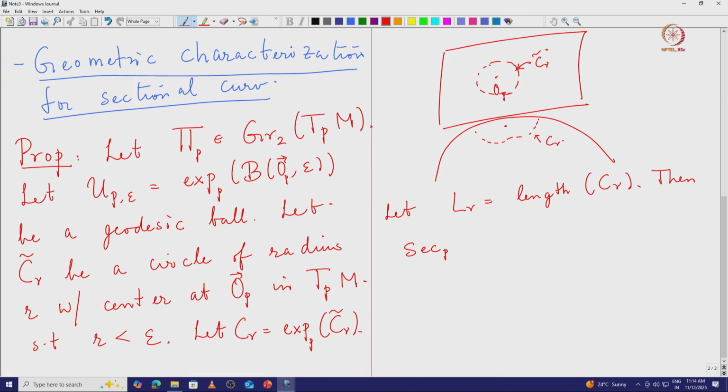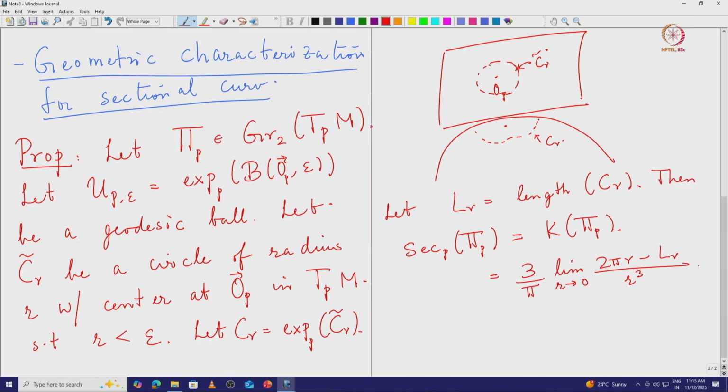So the sectional curvature of this plane pi at p. If you remember, we were also using this notation K of pi p. This is precisely given by the limit as r goes to 0 of, there is a factor which I shouldn't forget, so this is equal to 3 divided by pi times the limit as r goes to 0 of 2 pi r minus Lr divided by r cube.